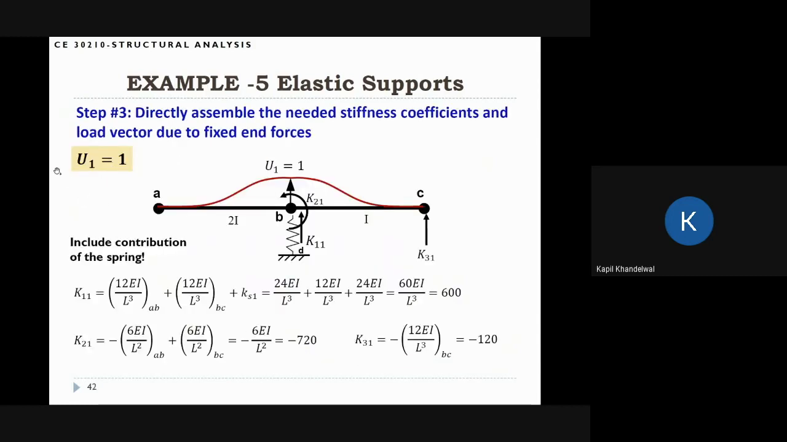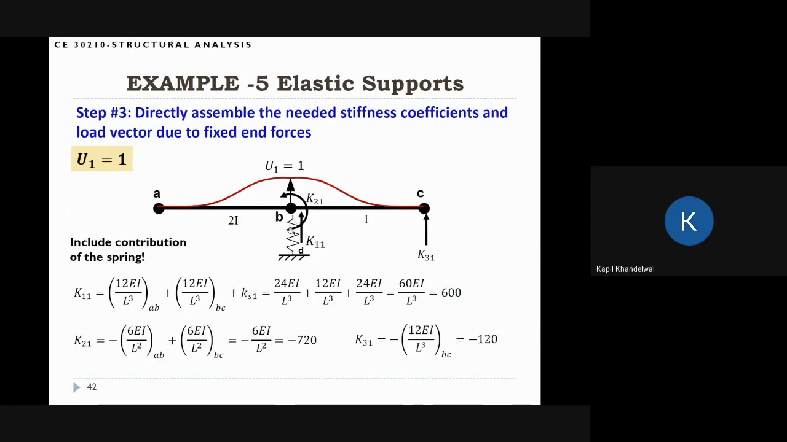So now, for the U1 degree of freedom, we take the first degree of freedom and move it by 1 unit. Whenever you're displacing a particular degree of freedom, you have to look at what members are deforming. In this case, both members AB and BC are going to deform because they're connected at B. And the first spring, KS1, at B is also going to deform. The spring at C is not going to deform, okay? But the spring at B is going to deform.